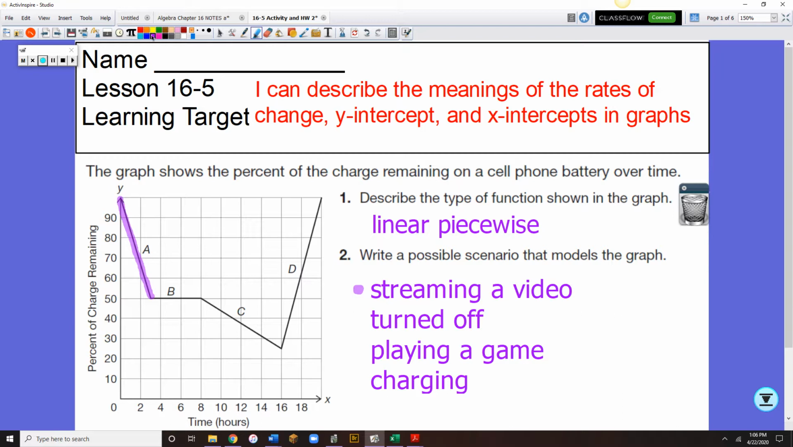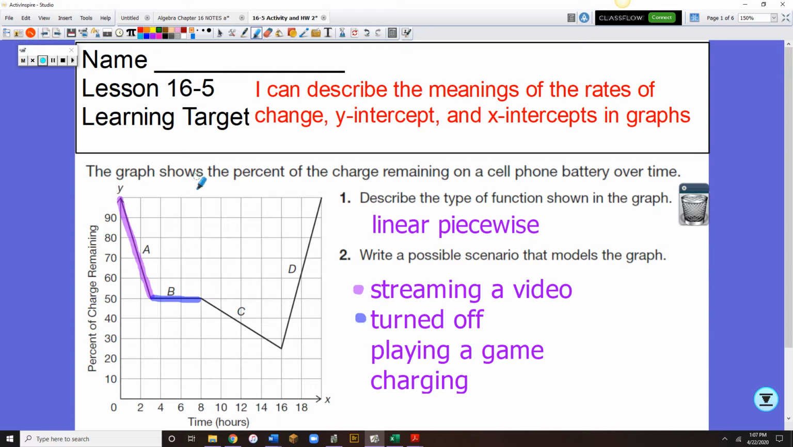The next part, in part B, it's a completely flat line. A completely flat line means that the phone is not losing any charge at all. In order for a phone not to lose any charge at all, it would have to be off. Even if your phone is on and you're not using it, it's still working in the background and it's still going to lose charge.